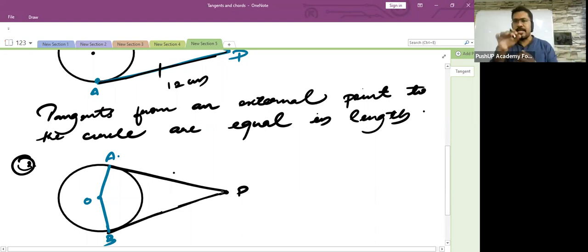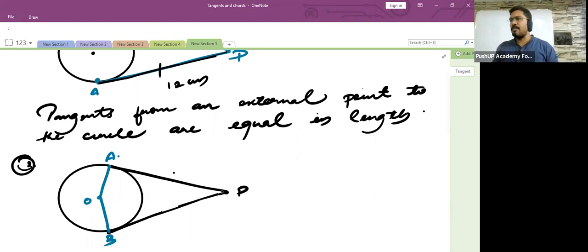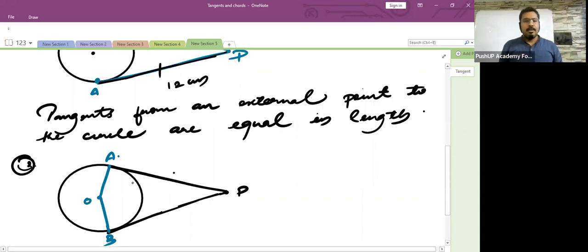I drew a circle with center O, then I plotted the radii OA and OB. Then from an external point P, I plotted both the tangents PA and PB. Now children, what is the property associated with this? Always remember these two angles, angle AOB and angle APB, they will always be supplementary.